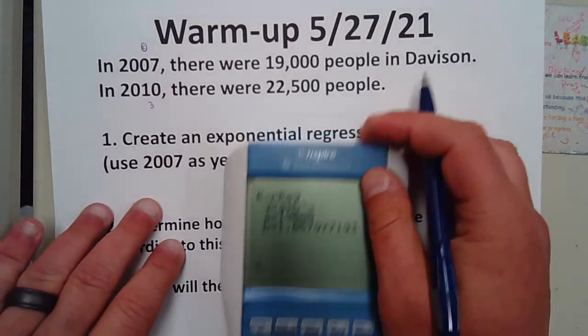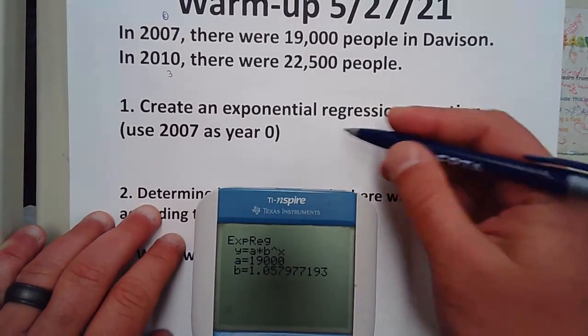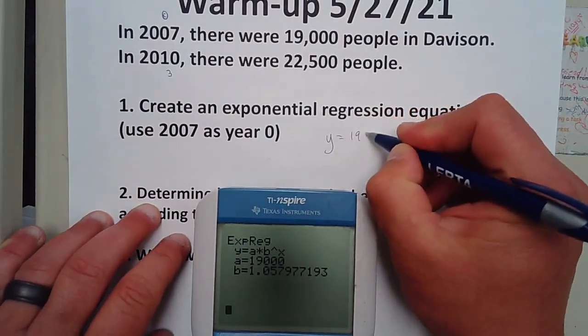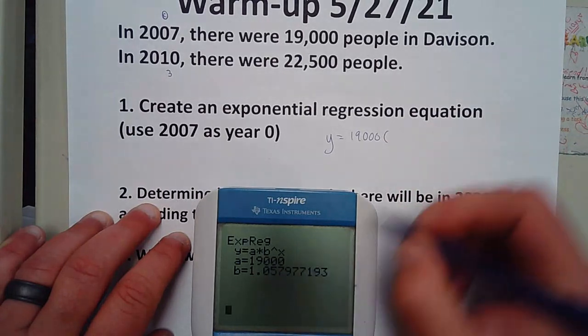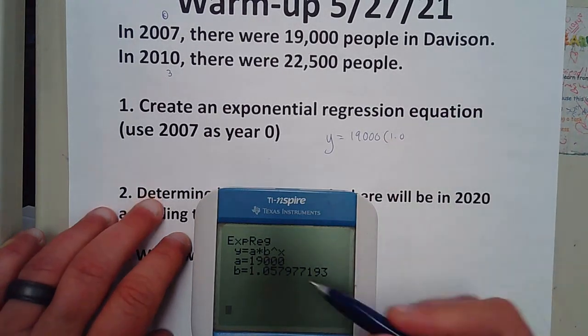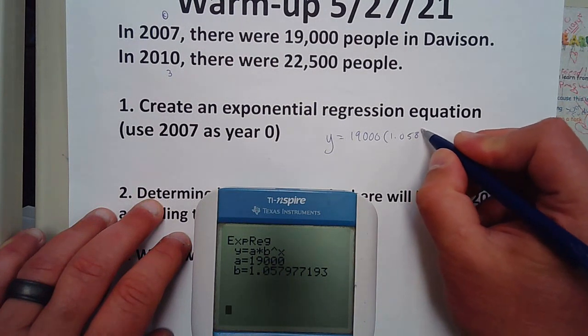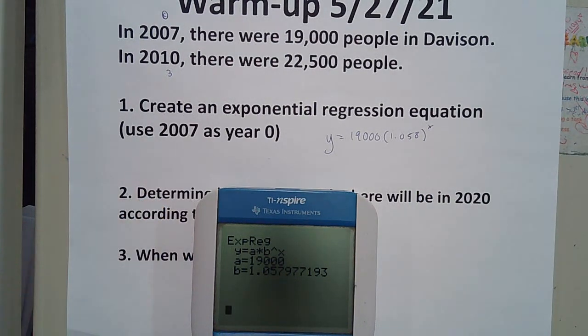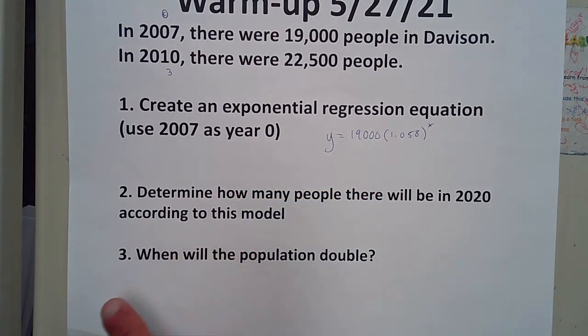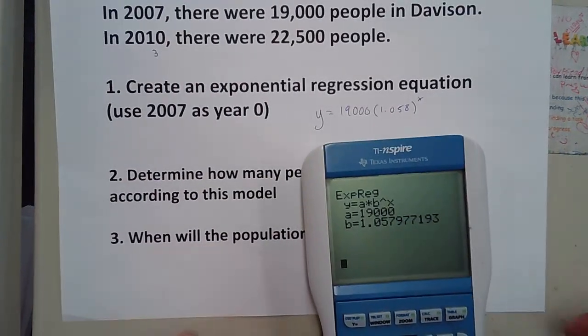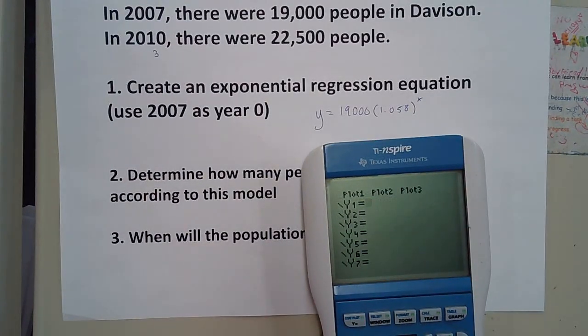All right, so in this case, we should be able to write our equation. 19,000 growth factor of, so I probably just round this up and call it 1.058. Probably gives us a pretty reasonable rounding there. And there we go. So this is, I can now input any year I wanted and look up various things. So it says, how many people will there be in 2020 according to this model? So let's put it in.